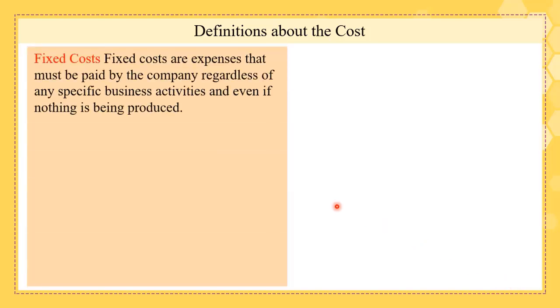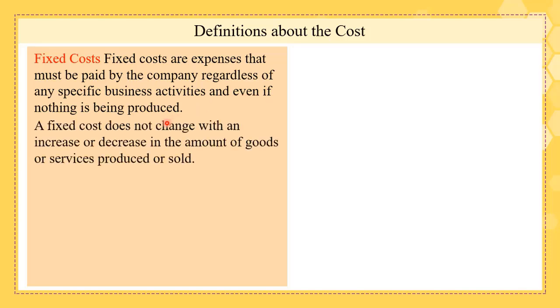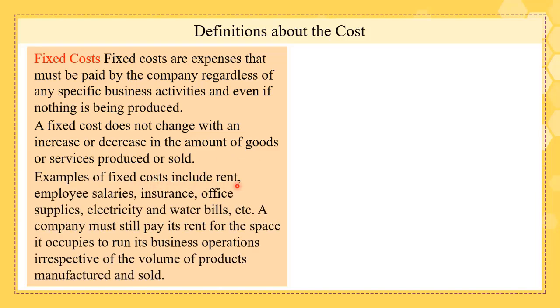First, fixed costs. Fixed costs are expenses that must be paid by the company regardless of any specific business activities, and even if nothing is being produced. A fixed cost does not change with an increase or decrease in the amount of goods or services produced or sold. Examples of fixed costs include rent, employee salaries, insurance, office supplies, electricity and water bills, etc. A company must still pay its rent for the space it occupies to run its business operations irrespective of the volume of products manufactured and sold.